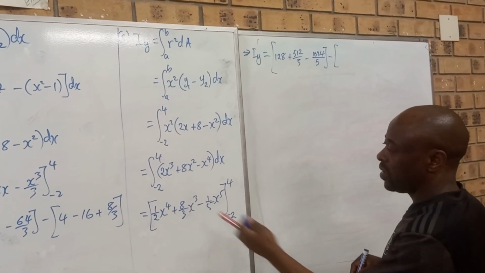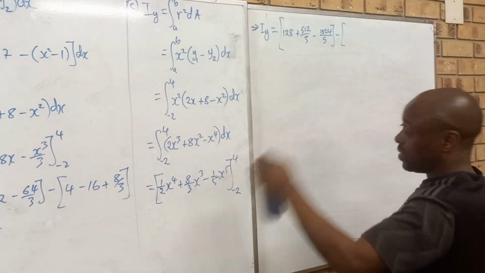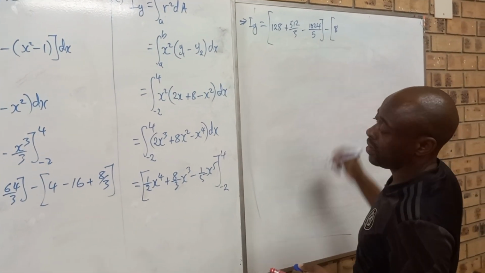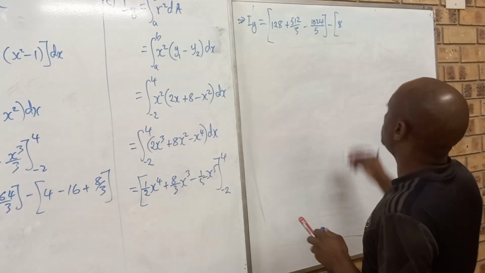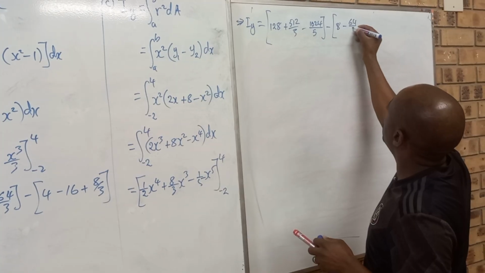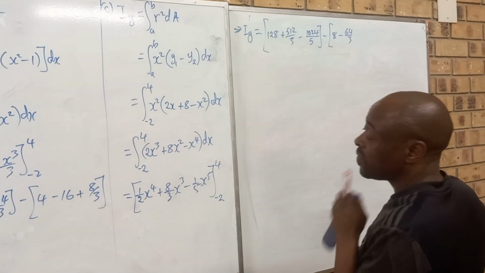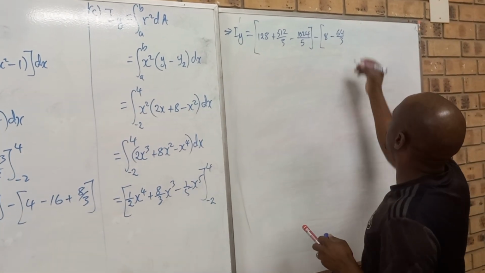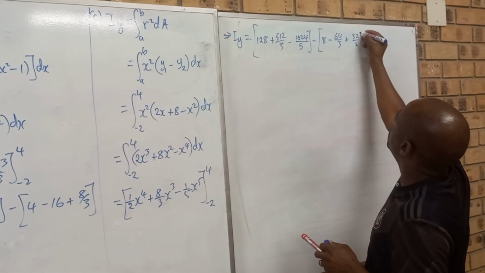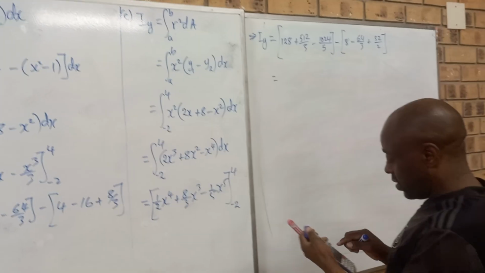Let's go to the lower limit. If we take negative 2 to the power 4, 16 divided by 2 is 8. Negative 2 cubed is negative 8 times 8 is negative 64 over 3. Negative 2 to the power 5 should be negative 32, times negative 1 over 5 gives us positive 32 over 5. So we can now simplify this on the calculator.